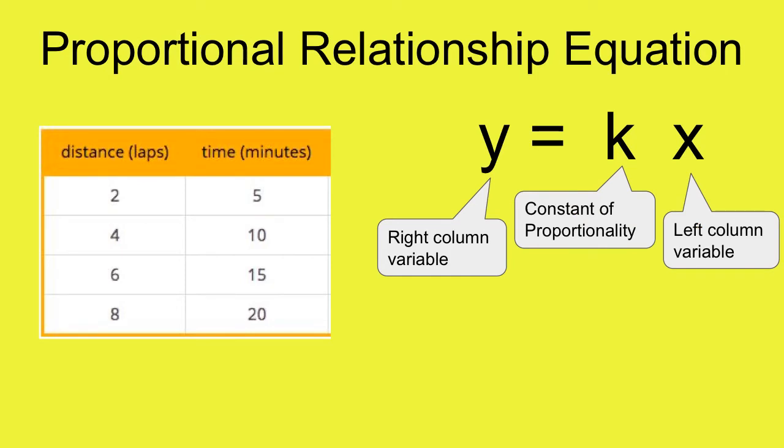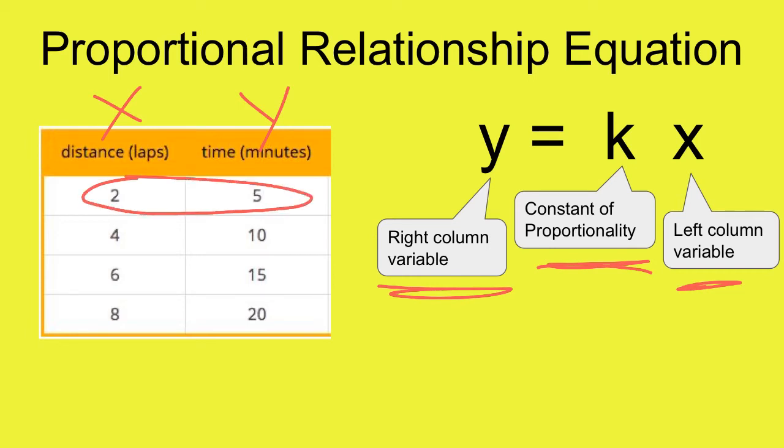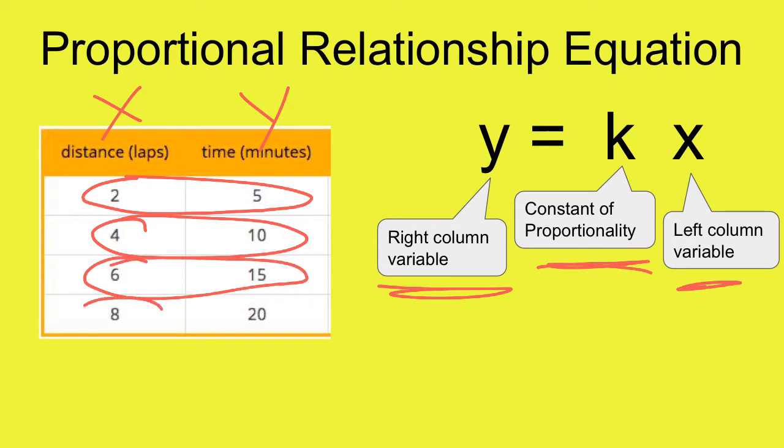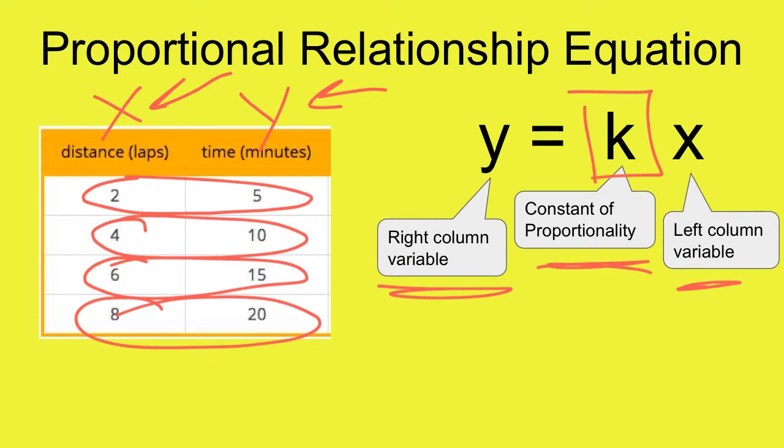So looking at this table here, we have distance as our x, and we have time as our y. As you can see here, the y is the right column, x is the left column, and k is the constant of proportionality. Well, we can't see the constant of proportionality here. However, if we take any set of numbers, the x and the y, and divide the y by the x, we should get the same number, and that number will be k, or the constant of proportionality.